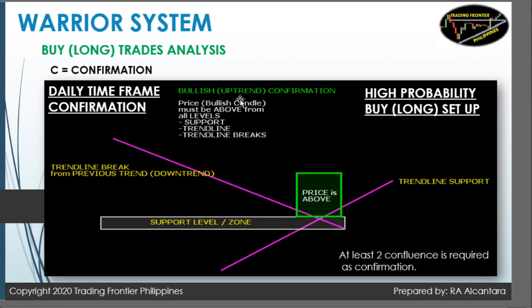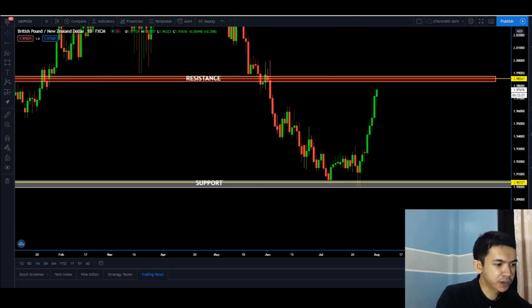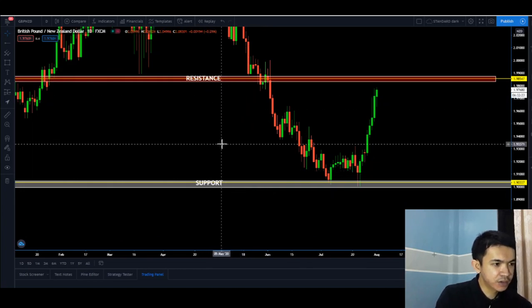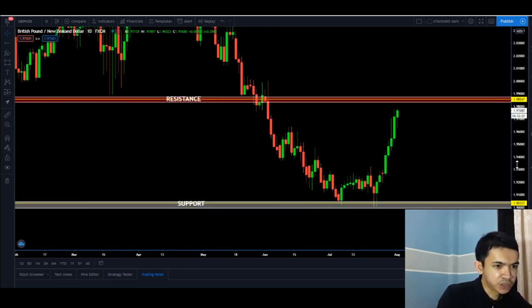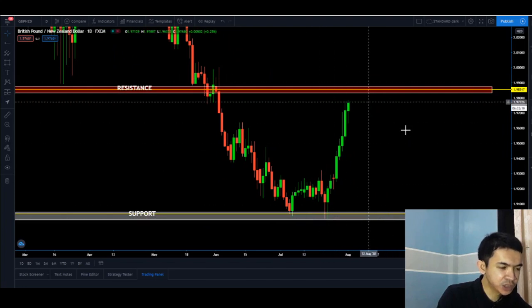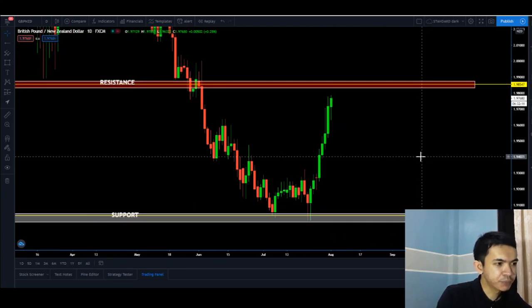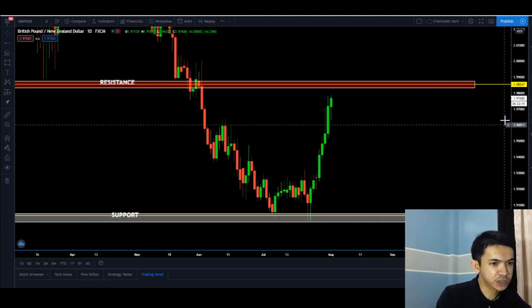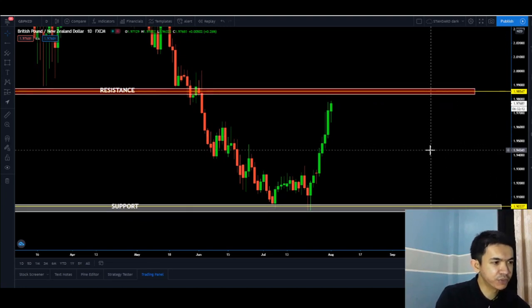Okay, so this is going to be our setup when we want to have a buy or long position. Going back to our charts, we already have marked our key significant level of support and resistance. So the goal is, how can I catch this big move using low risk, high reward entries and 10x our profits?